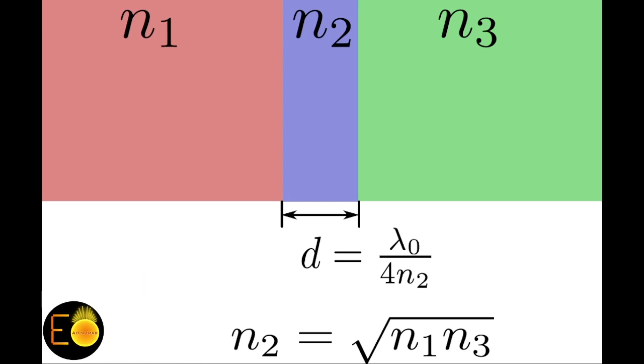Today I will demonstrate the parameter sweep by changing the dimension of this particular structure. Now, before discussing the parameter sweep, let's understand what the structure is. This is an anti-reflection coating.